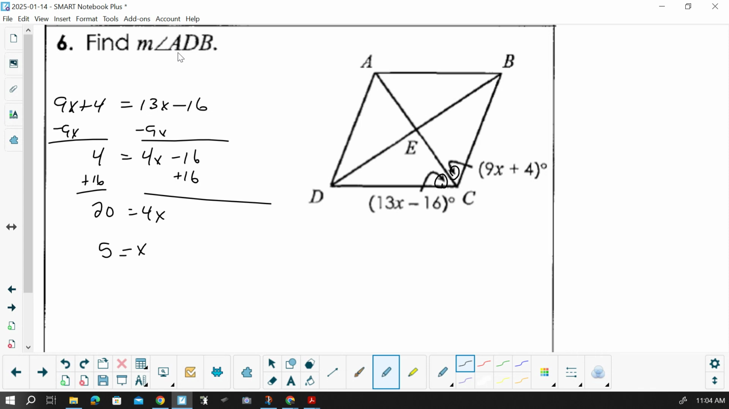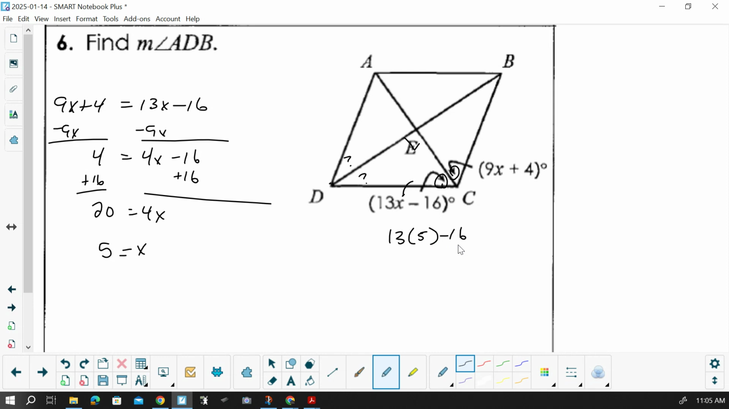Okay, now we need to find angle ADB. ADB, that's this one right here. Well, to find this one, I could find the one next to it. Those are going to be the same. To find this one, I need this 90 and this one right here. So I'm going to plug my x right there first.